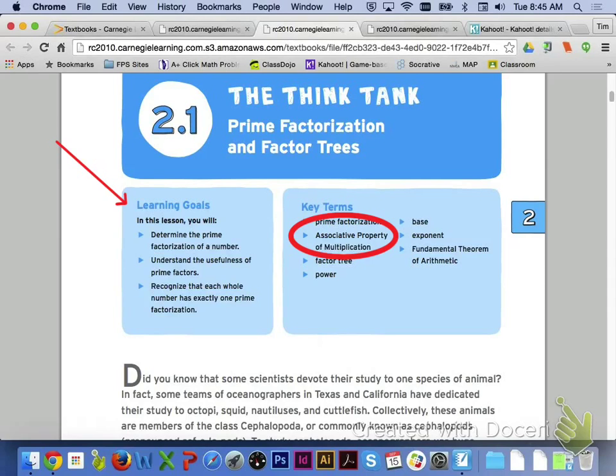Learning targets for lesson 2.1: we will be determining the prime factorization of a number, understanding the usefulness of prime factors, and recognizing that each whole number has exactly one prime factorization.